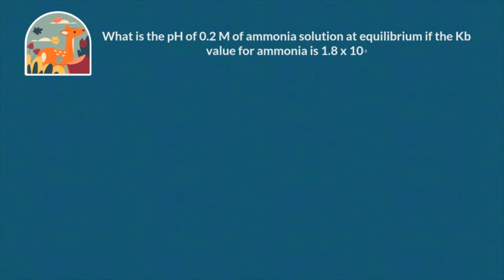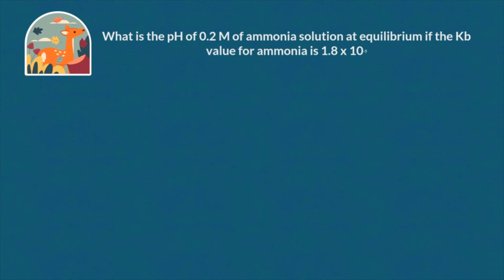Question number 4. What is the pH of 0.2 molar of ammonia solution at equilibrium if the Kb value for ammonia is 1.8 times 10 to the power of -5? Right, the first thing that we need to do in order for us to answer this question is to write a balanced equation for the dissociation of ammonia.